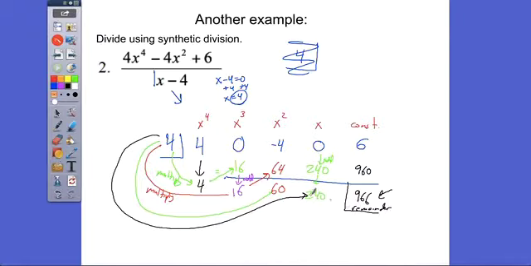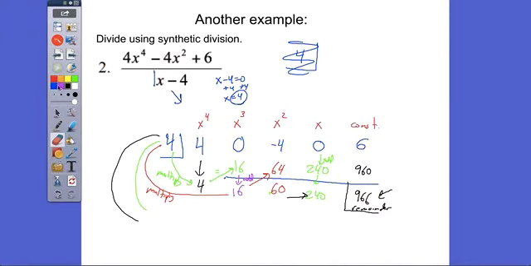That's your remainder. Okay, so these numbers, remember, are the coefficients of my solution. The coefficients of my solution. I'm going to write down under here, so I'm going to erase some of those lines, make myself some room.